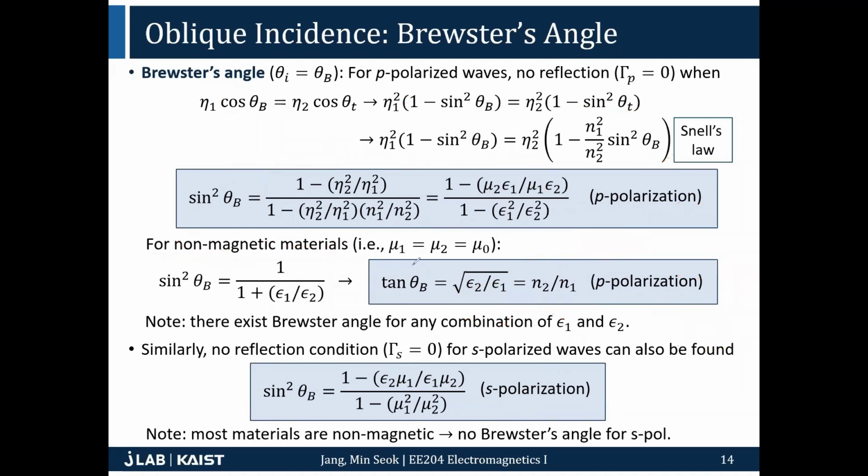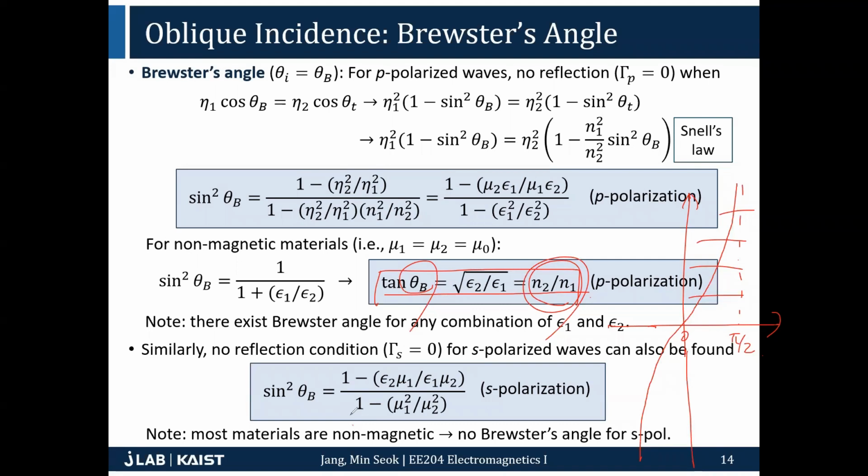Okay, so for this condition, you have zero reflection. One thing you need to keep in mind is that if you think about the tangent function, it looks like this, right? This is 0, this is pi over 2. So regardless of this value, as long as n1 and n2 are real numbers, you always have a solution, right? So for p polarization, you always have Brewster's angle, which means there's no reflection.